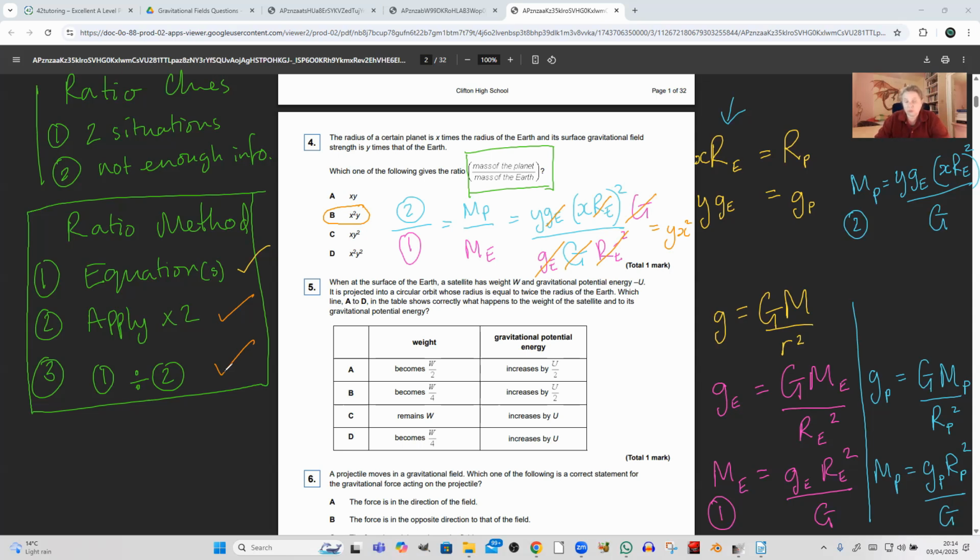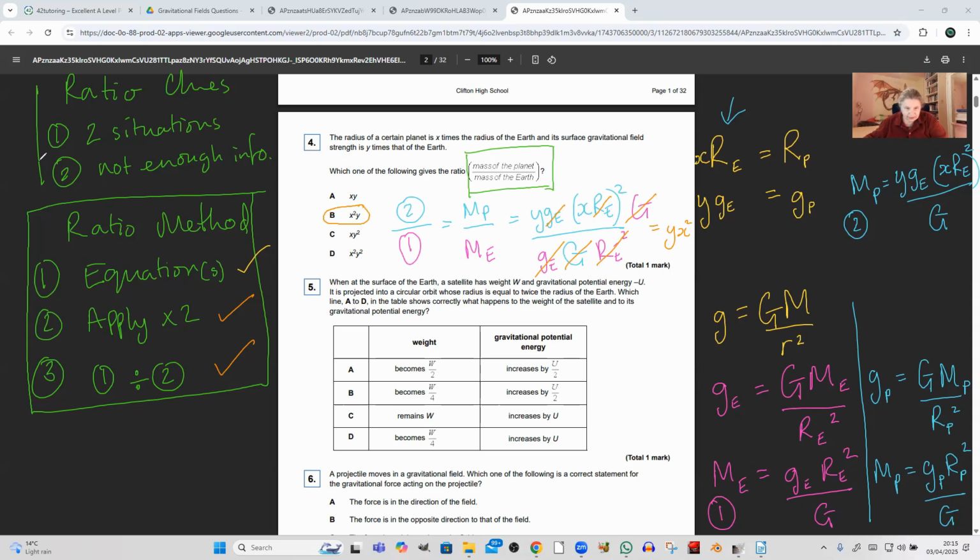Please pop in a chat if you want me to do another ratio question, because I'm sure we can find one. In fact, this next one is a ratio question. Should we do another one? Put yes in the chat if you want me to do another one. No if you've had enough. Yes, please. I've got at least one yes. Yes, okay. Right, we're doing another one.